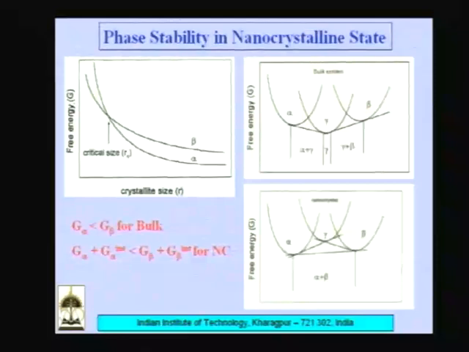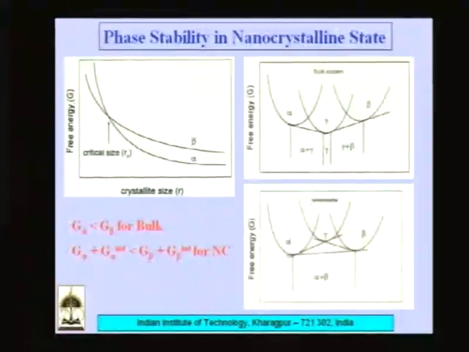Okay. Have a look at this picture. What you see here is two phases, alpha and beta, and we are plotting the free energy as a function of crystallite size. When we talk of stability of a phase, how do we define the stability of a phase? Whichever phase has a lower free energy, that phase is more stable, isn't it? That is how we define the stability of a phase.